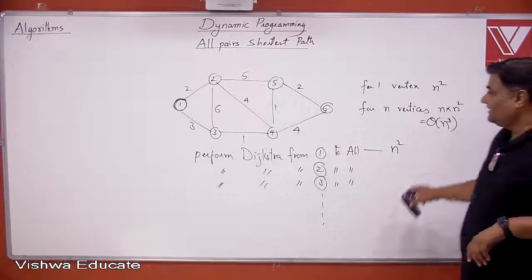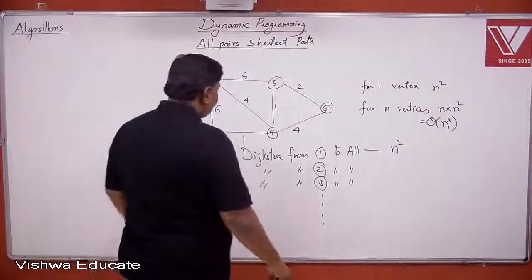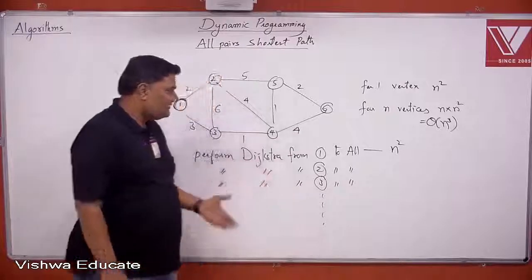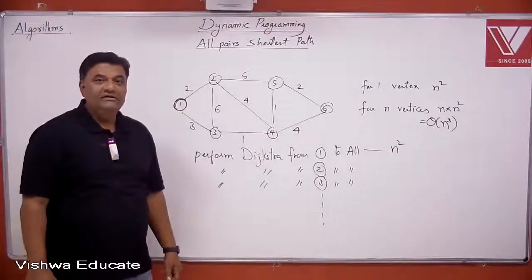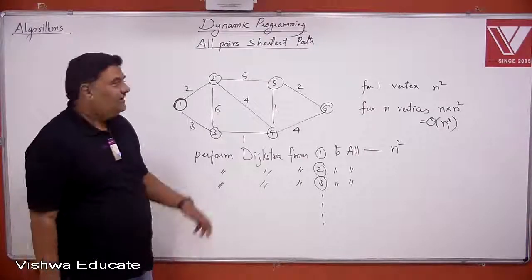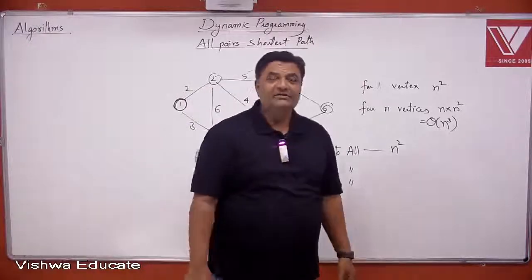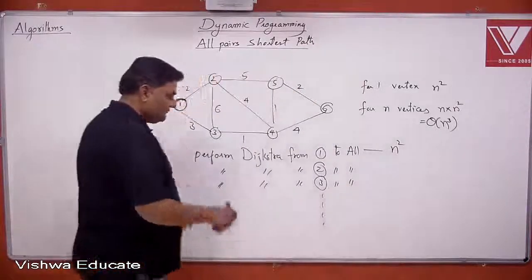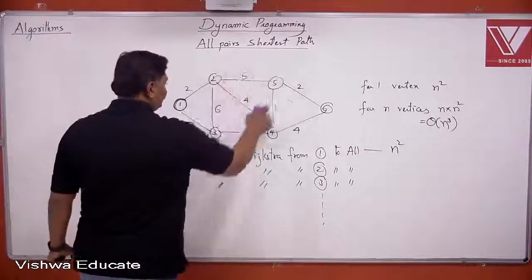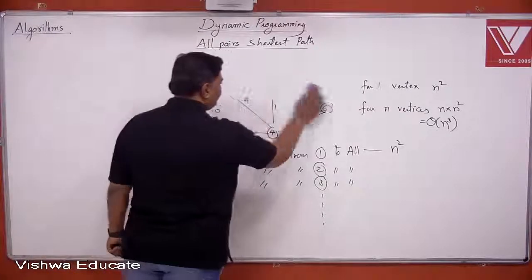And the time will be n cube. If you perform it this way, time will be n cube. So if you follow this method, which method are you still following? Greedy method. Right? Is there any dynamic programming approach possible? Let us see dynamic programming approach for all pairs shortest path. I have explained what is the meaning of all pairs shortest path.